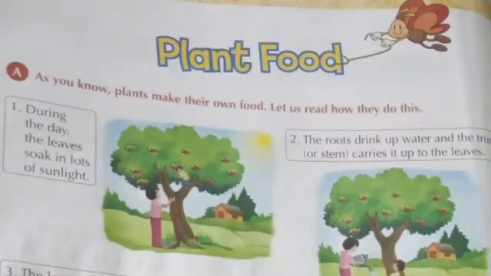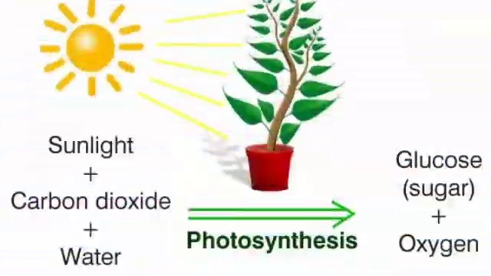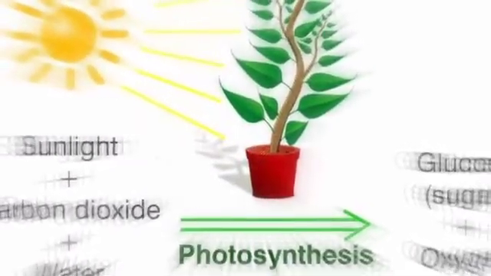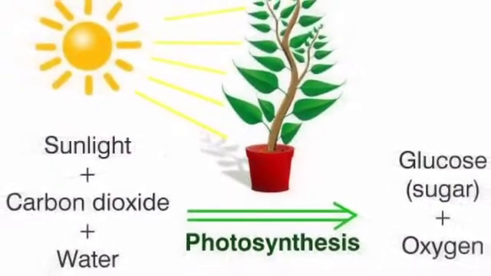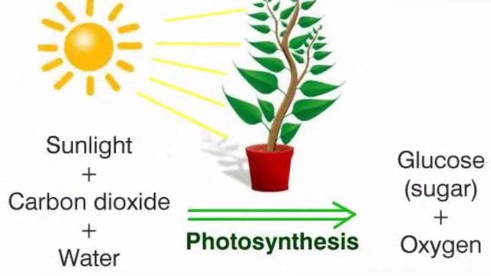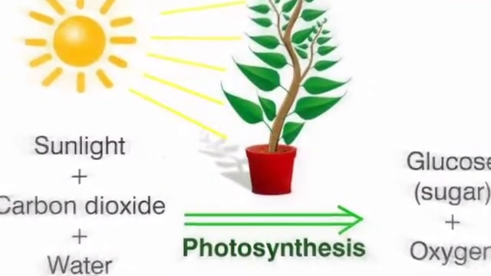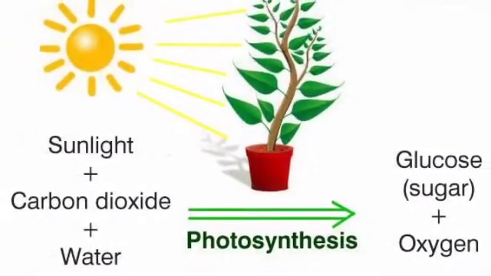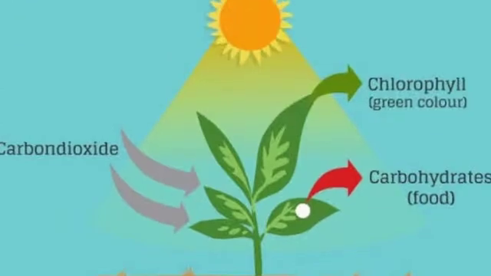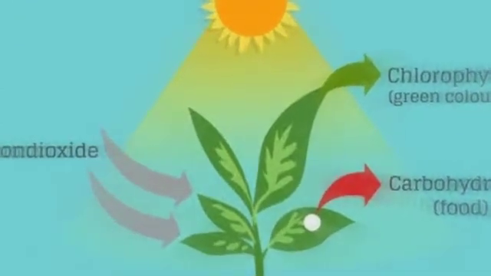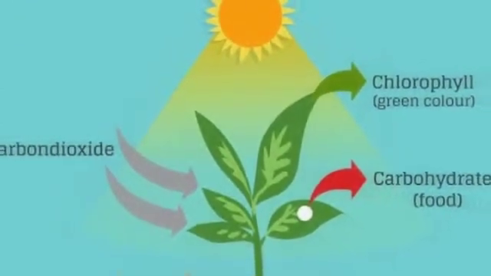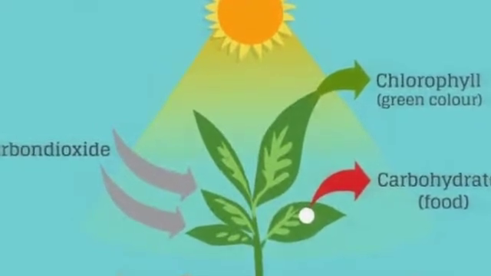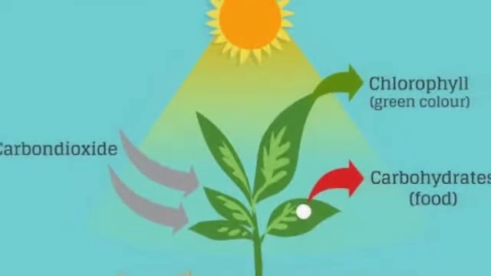Lesson 10, Plant Food. What is photosynthesis? The process by which green plants make their own food from carbon dioxide and water by using sunlight is called photosynthesis. Why are the leaves green in color? The leaves are green in color because they contain a green pigment called chlorophyll.